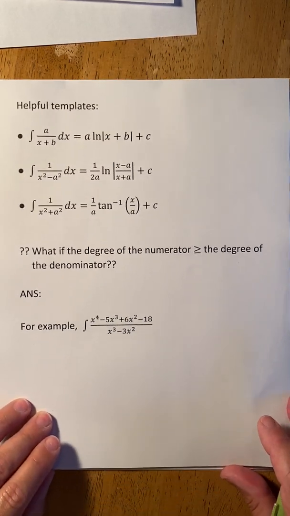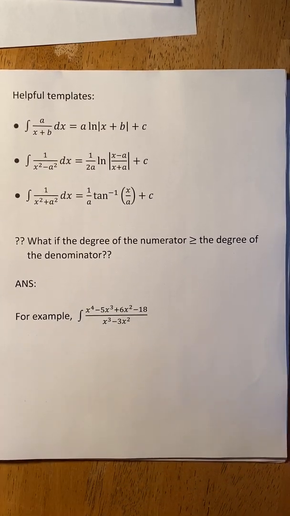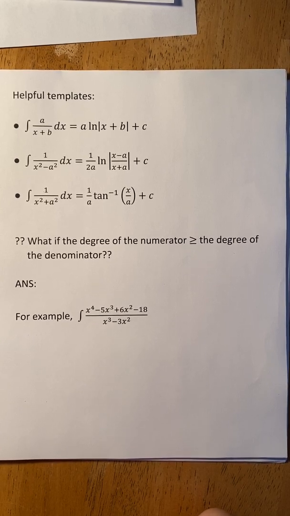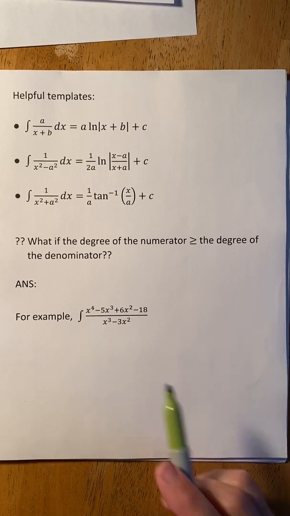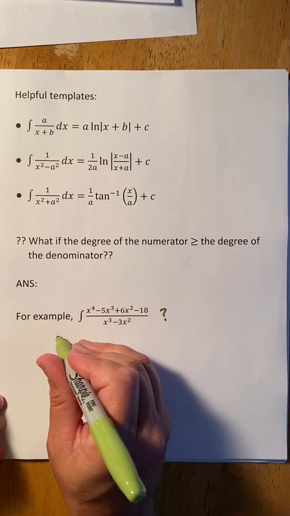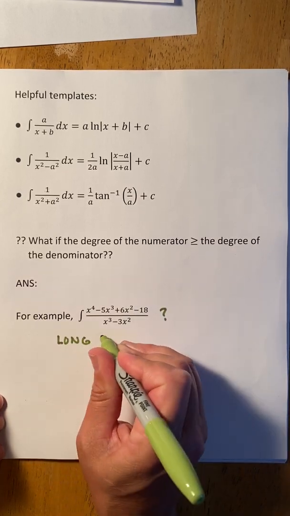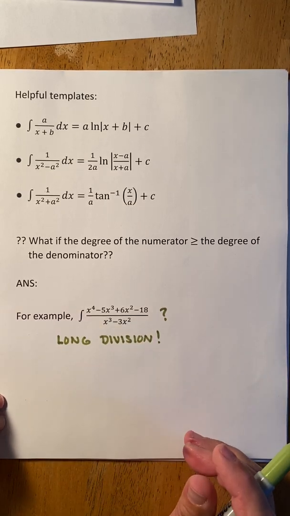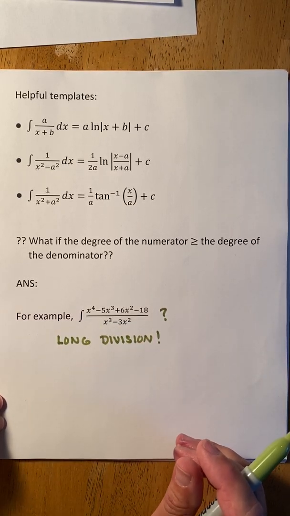So the very last thing in this section we didn't discuss is, what if the degree of the numerator is greater than or equal to the degree of the denominator? Well, we don't break it down into partial fractions quite yet. We can only use partial fraction decomposition if the degree of the numerator is less than the degree of the denominator. So how would we integrate something like this? And the answer is long division. So college algebra. We're going to long divide.